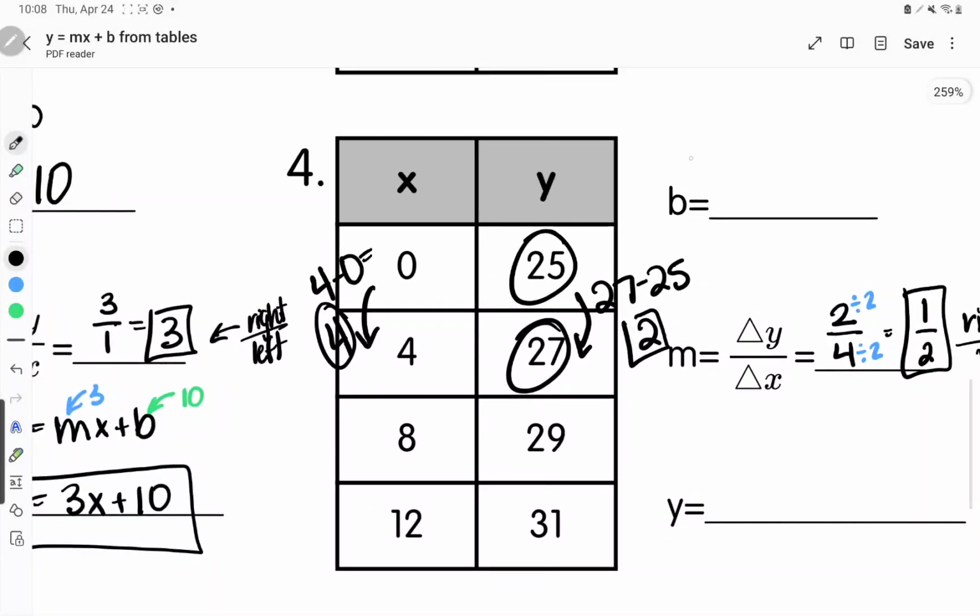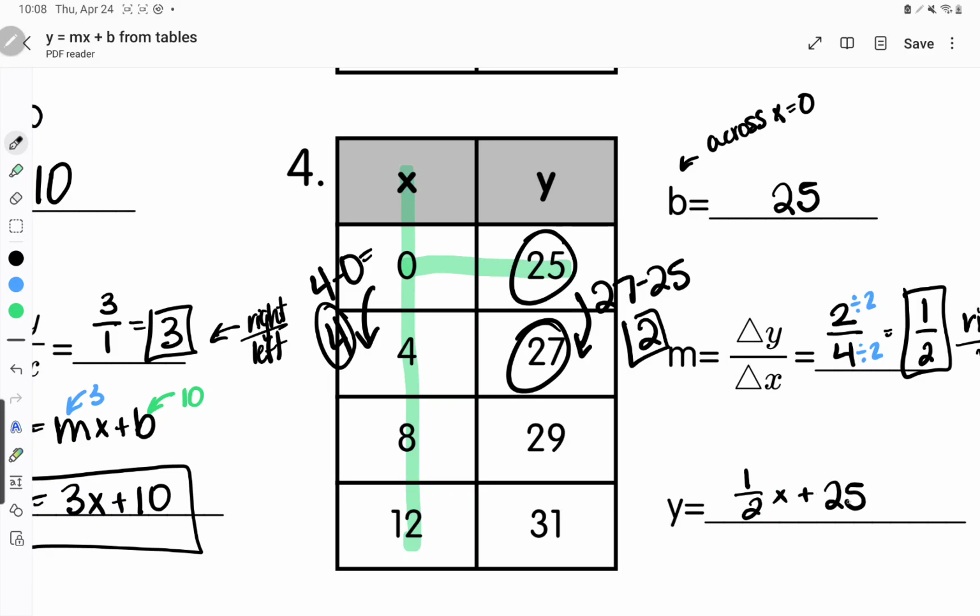How do I find b? b is across from x equals 0. So I go down my x's until I find 0, and then I go over, and that would give me 25. So I would have 1/2 x plus 25.